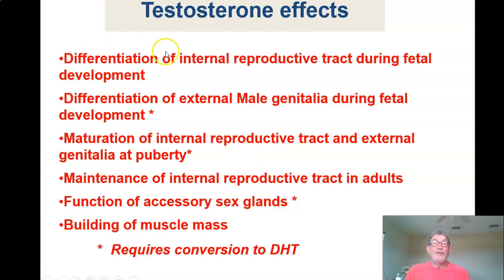Testosterone: differentiation as a fetus. You've got to have that or you don't become a male. Differentiation and development of the external genitalia, especially after it's converted to dihydrotestosterone. Maturation of the internal reproductive organs, maintenance and function of the accessory sex glands like the seminal vesicle and prostate gland and stuff, building of muscle mass.